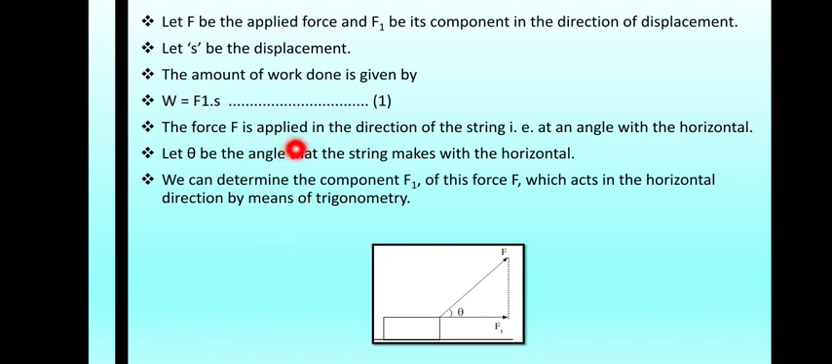Now the force F is applied in the direction of the string, that is at an angle with the horizontal. See, the force F is applied here in the direction of string, but the displacement is here, correct? F1. So it forms an angle and that angle is made with the horizontal. So we can determine the component F1 of this force F, which acts in the horizontal direction by means of trigonometry. Followed?